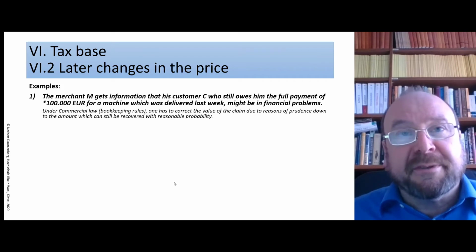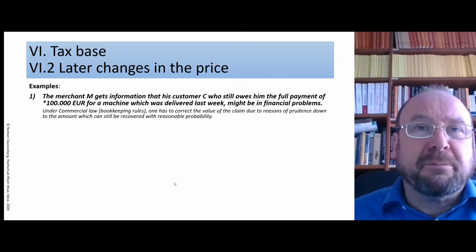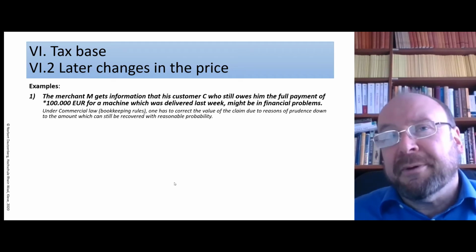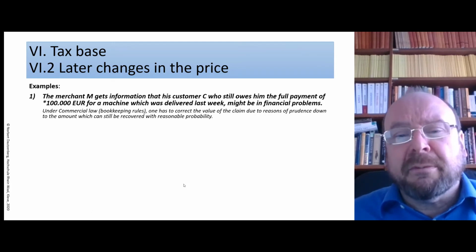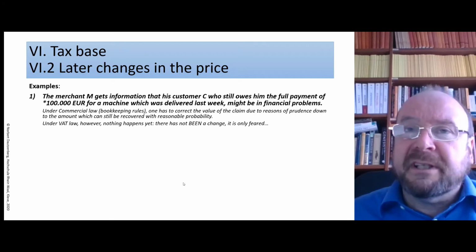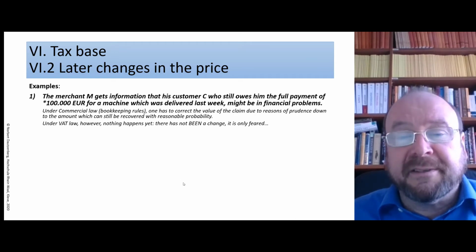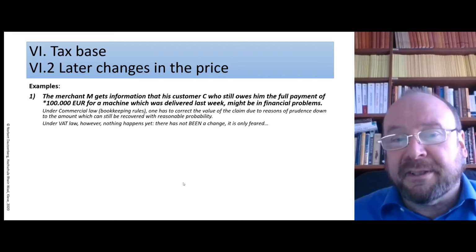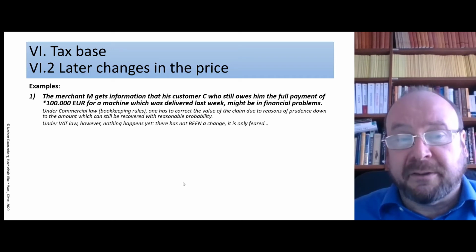Under the principle of prudence, you should not show yourself richer than you are. So if you fear that with a probability of, let's say, 80%, you never see that money, you probably reevaluate the claim of 100,000 and say, perhaps statistically I see some 20,000 still, but not more. So you would already book an impairment. Now look to the VAT situation. Under VAT law's perspective, nothing has happened yet. There has not been a change. You only fear it. It is still possible that your customer might pay. So until now, no chance to make a correction.